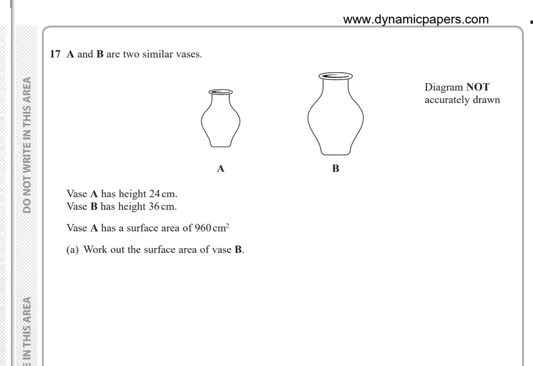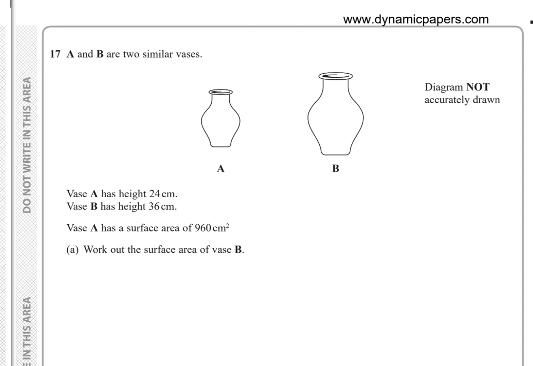Number 17, A and B are two similar vases. Vase A has height 24, vase B has height 36. Vase A has a surface area of 960 centimeters squared. Work out the surface area of vase B.